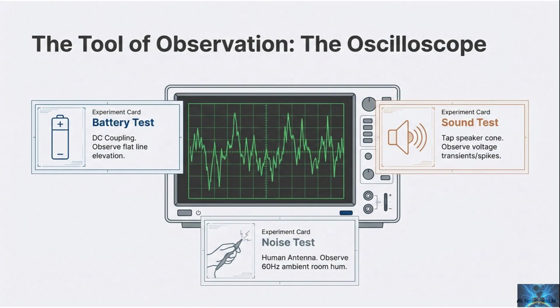A meter gives you a number. An oscilloscope shows you the story. With a scope, you can see noise, spikes, distortion, and transients, things that can completely change what a circuit is doing, even if a basic meter reading looks fine. This is why scopes are so powerful for troubleshooting. They don't just tell you a value, they show you behavior over time.